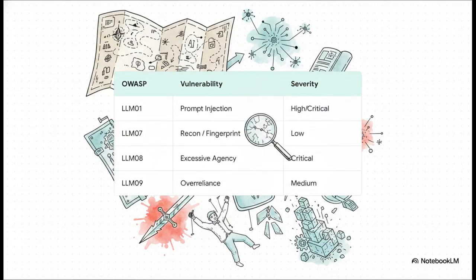As you escalate, you're gonna need a map. Keep this matrix handy as your ultimate reference guide. It perfectly maps specific attack types right to their official OWASP severities. Prompt injection is high to critical, recon is low, excessive agency is critical, and over-reliance is medium. Basically, this is how you speak the language of risk to your stakeholders without getting bogged down in the weeds.